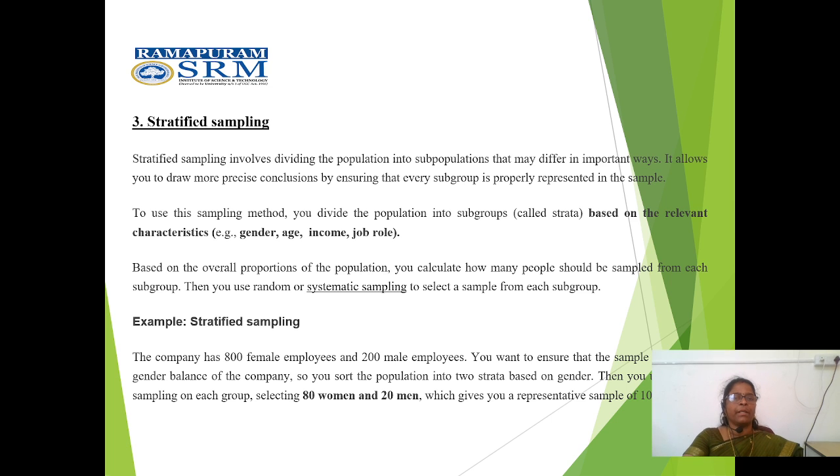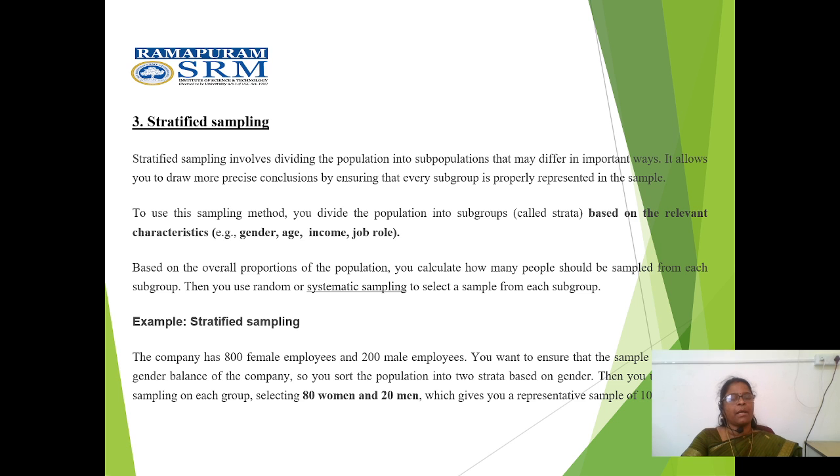To use this sampling method, you divide the population into subgroups called strata based on the relevant characteristics like gender, age, income, job role, etc. Based on the overall proportions of the population, you calculate how many people should be sampled from each subgroup. Then you can use random or systematic sampling to select a sample from each subgroup.